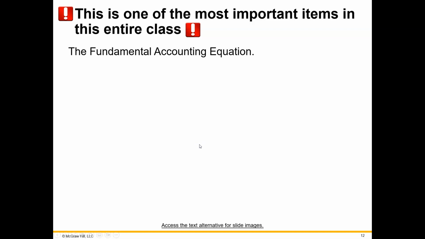I have actually included at the top here a great big warning in bold letters with exclamation points across it, telling you this is one of the most important items in this entire class, and you are learning it on day one. This is going to carry through with you for the entirety of this class. So please, please, please make sure that you write this down, okay? And that you're familiar with it.